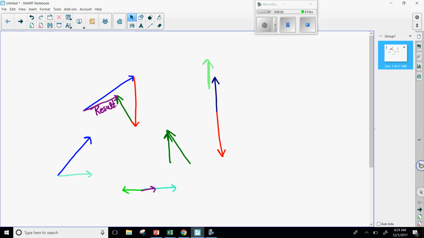And when you add those together, you're going to say, where am I going to end up? Which one looks longer? The up. If I draw it like that, you think it's up. So then my resultant is going to be up here somewhere.